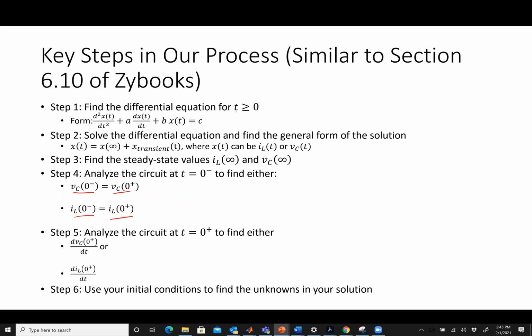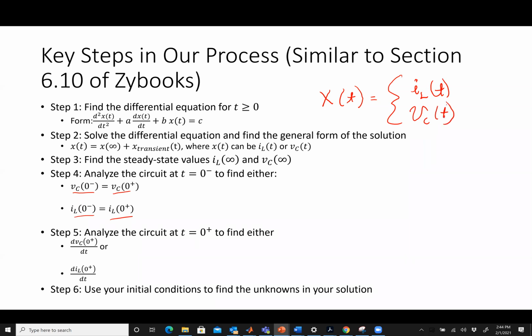So I kept this really general, x of t. I said in general, there's 2 variables for x of t that we'll talk about, right? Which 2 variables would I consider for x of t? The inductor current. Inductor current. And what's the other one? Capacitor voltage. Capacitor voltage.